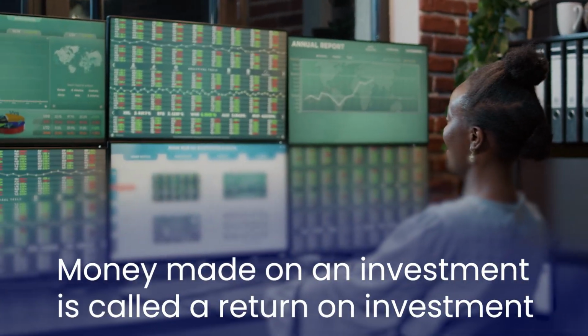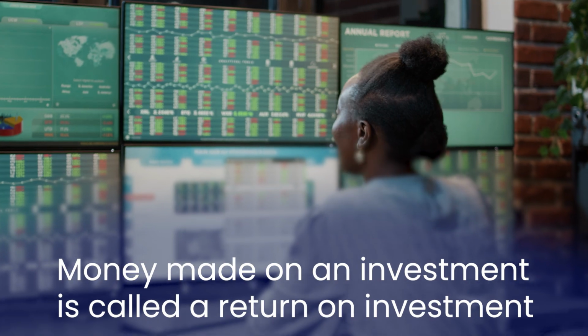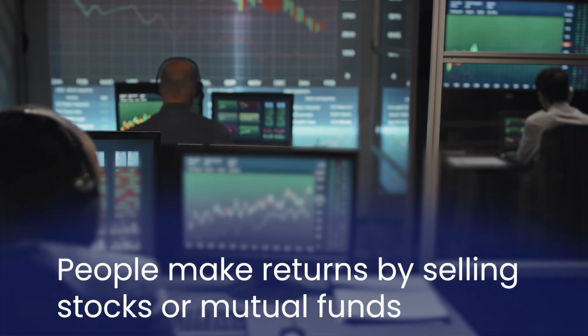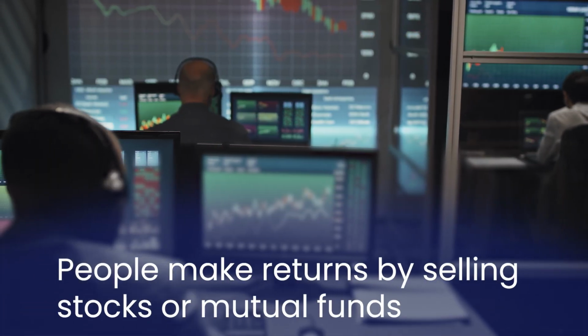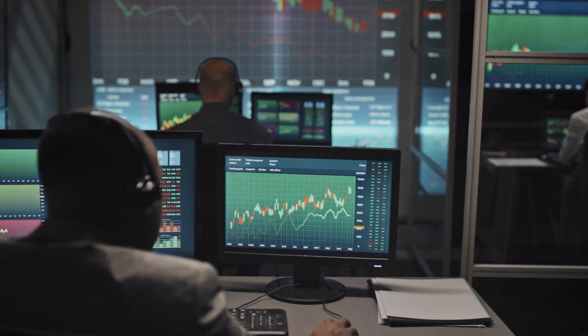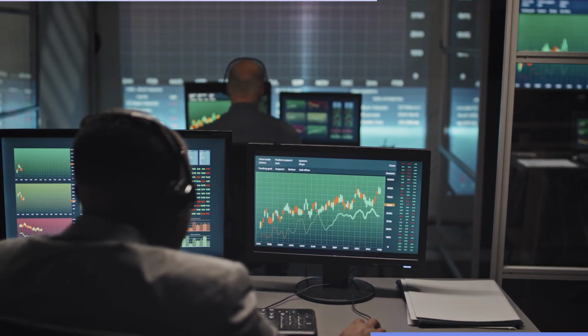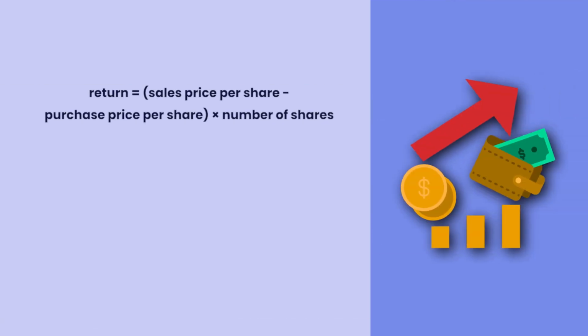Everyone who invests hopes to make money from their investments. Money made on an investment is called a return on investment. People make returns by selling stocks or mutual funds. To calculate a return, we could use the following formula. Return is equal to sales price per share minus purchase price per share times number of shares.